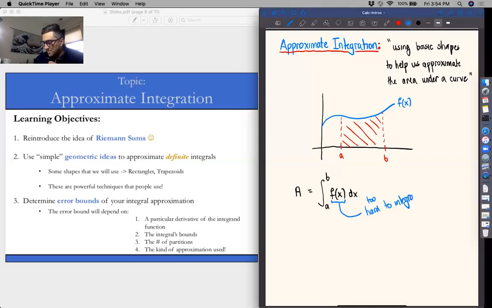Really, this means that there is no known antiderivative. So it's not just that they're too hard to integrate, it's the fact that no antiderivative is known to exist for some of these integrands. So for example, if we're considering what is the area between 0 and 1 for this function e to the minus x squared, there's no known antiderivative.